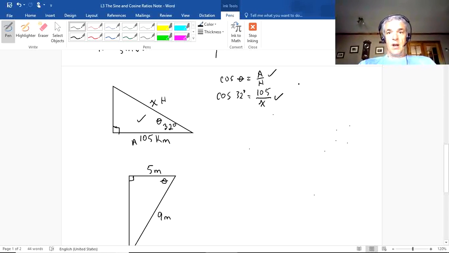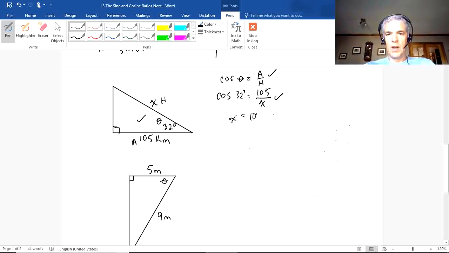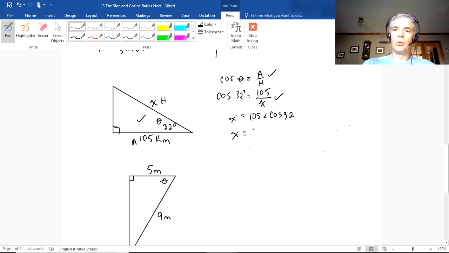All right, so there we have 32, we have it substituted, so we got 3 out of 4 marks right there. Now it's time to solve it. And remember, when x is on the bottom, we can play the switcheroo game, okay? And so this becomes x equals 105 times cos 32. And then I'm going to solve for x. And I can look up cos 32 and just simply multiply it.